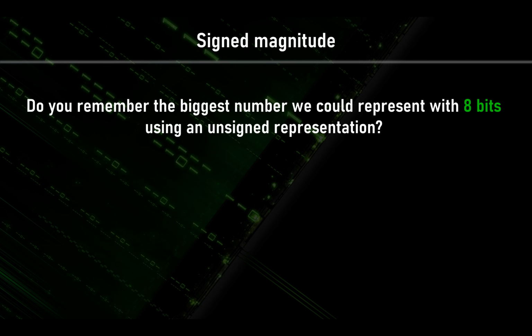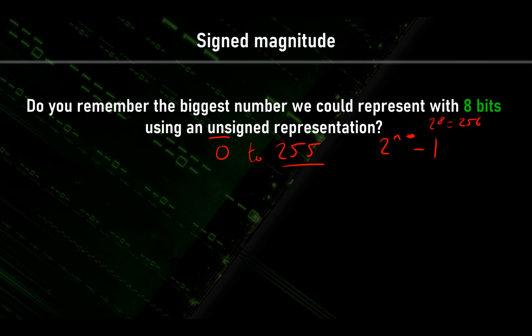So let's think about the ranges then. Do you remember the biggest number we could represent with 8 bits using an unsigned representation? Just pause the video or have a think. Hopefully you might remember that for 8 bits, the range, if it's unsigned positive only, was 0 to 255. And if you remember the formula for that, it's 2 to the power of n minus 1, where in this case 2 to the power of 8 is 256, therefore 256 minus 1 is 255.